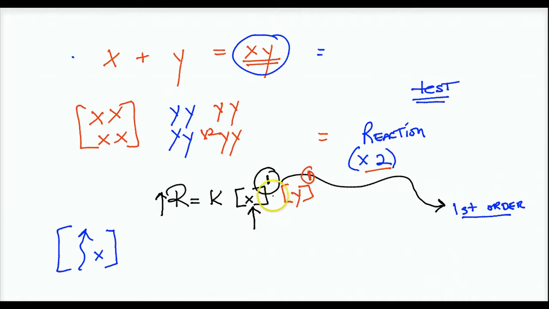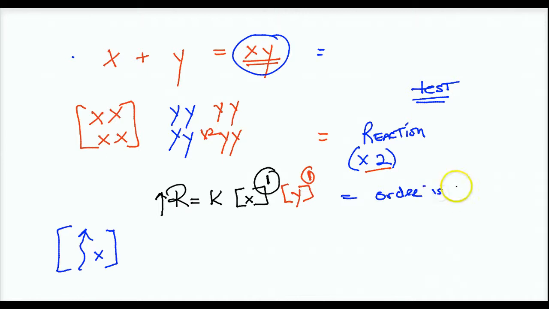Okay? Now, if you look at this, you'll say, wow, they're both first order. And we would say the total order of the reaction, since they're both first order, when you multiply numbers with exponents, you've learned to add them. So we would say, in this case, the overall order of the reaction is 2. Now, what does that mean? Well, think with me for a second.